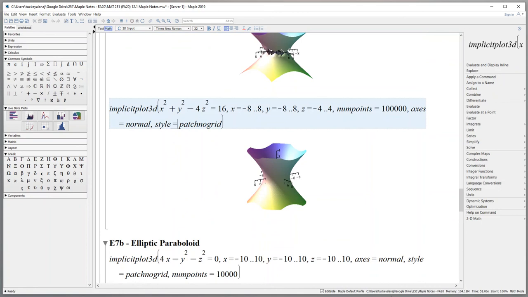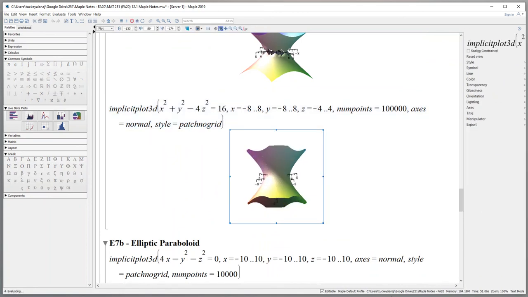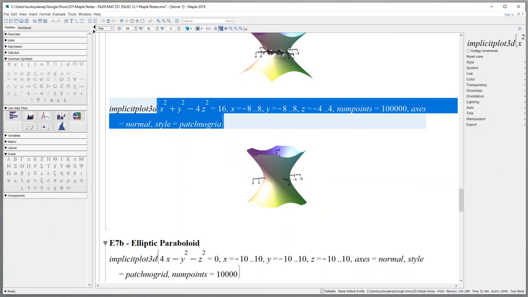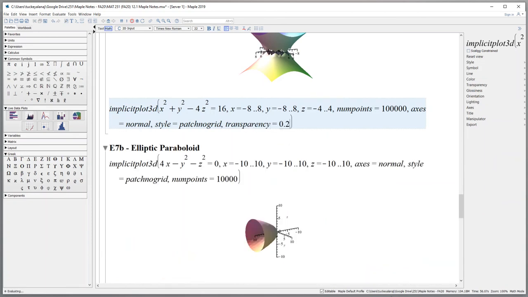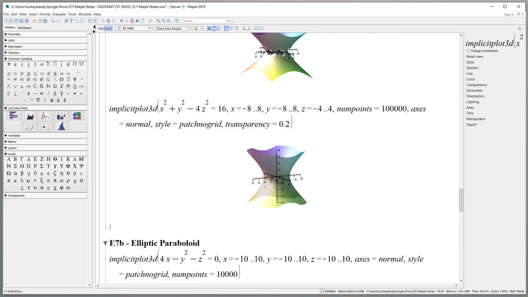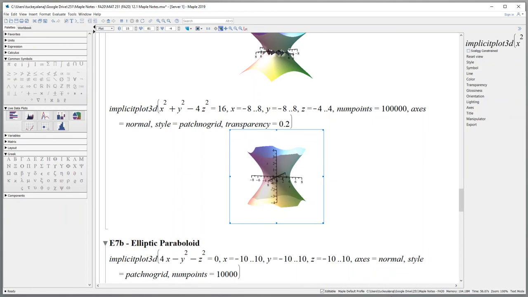If we just type what was given to us right there, and I pick -8 to 8, -8 to 8, and so on. And if you don't like the fact that you can't see the axes, you can just add a transparency coefficient to this. I'm going to put in 0.2, for example. And then you'll be able to see your axes kind of poking through. There it is. So it's a hyperboloid of one sheet. Simple as that.